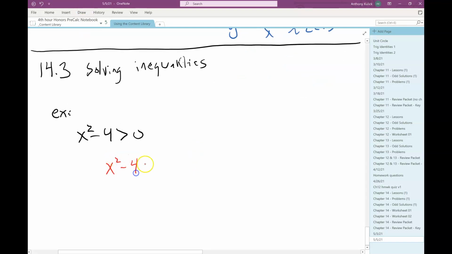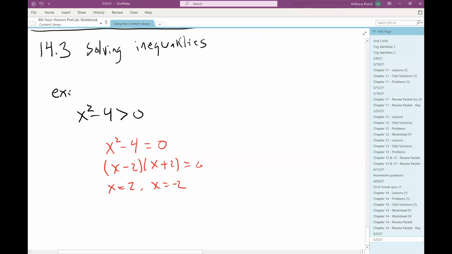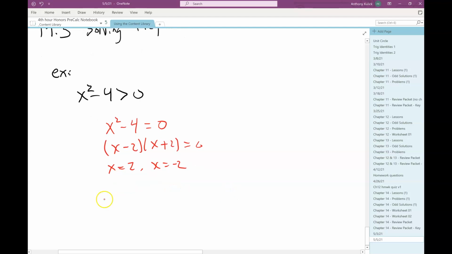So all I'm going to do is just set that equal to 0. So I can solve that, say, by factoring. This one you could also solve directly, just adding 4 to both sides and then square rooting, but you've got to remember that plus or minus.